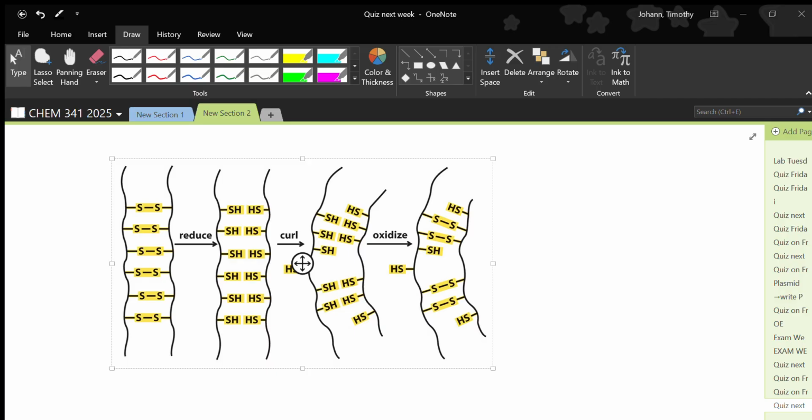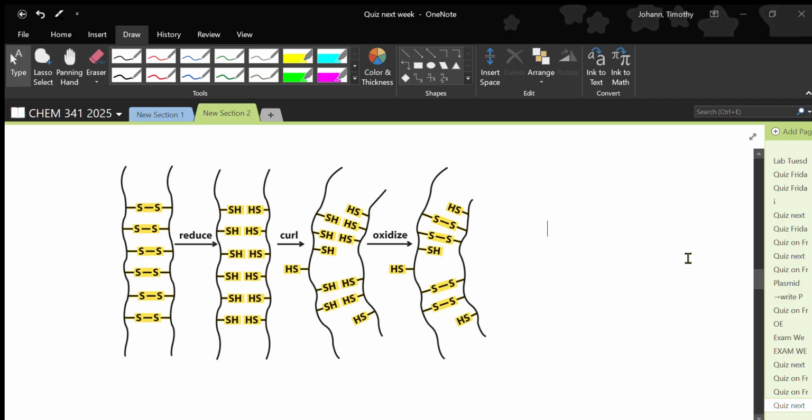Yes? Is that how curly hair is naturally? Curly hair naturally is not going to be a reduced and oxidized thing. It's just going to come that way, with the disulfide bonds offset slightly. Okay, questions? All right, so that's how a perm works.